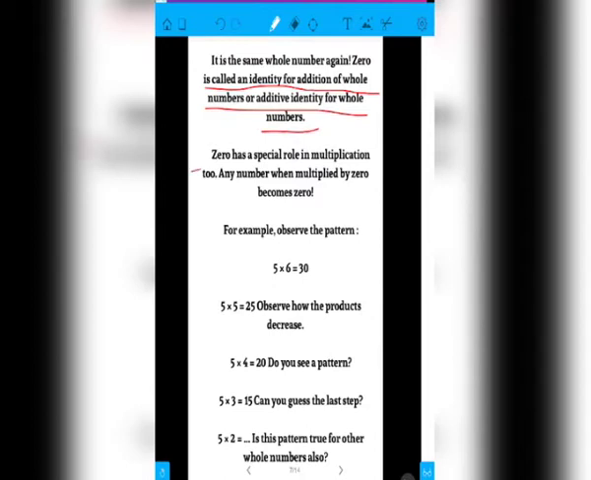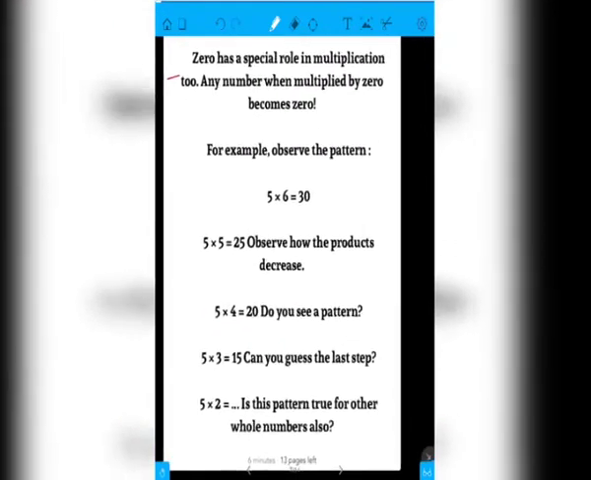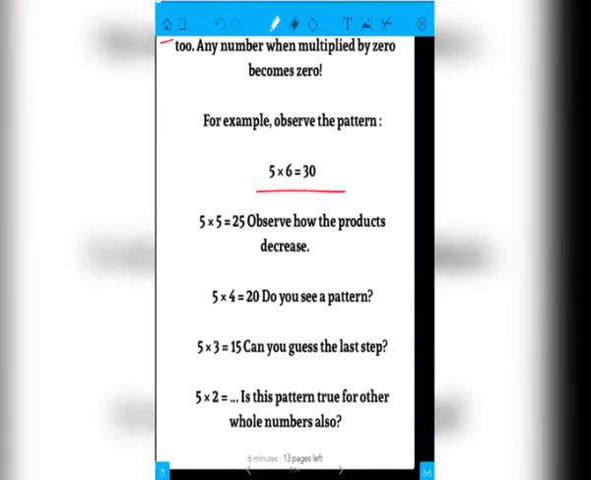Now 0 has a special role in multiplication too. Any number when multiplied by 0, the answer is 0. Now observe the pattern, like 5 multiplied by 6, the answer is 30. 5 multiplied by 5, the answer is 25. 5 multiplied by 4, 20. 5 multiplied by 3, 15. 5 multiplied by 2, that is 10. 5 multiplied by 1, that is 5. You will say that 5 multiplied by 0, that is 0.